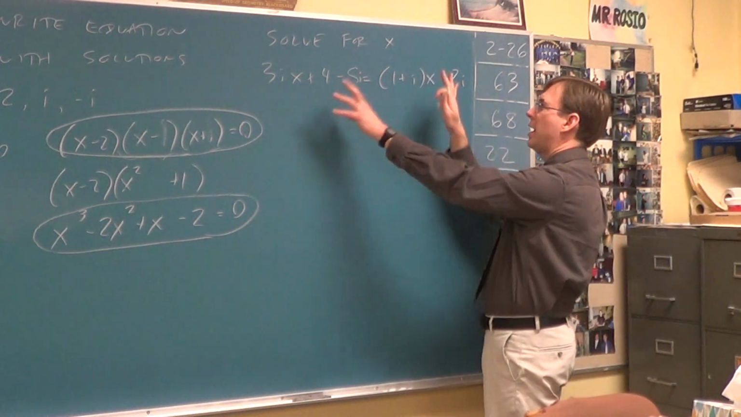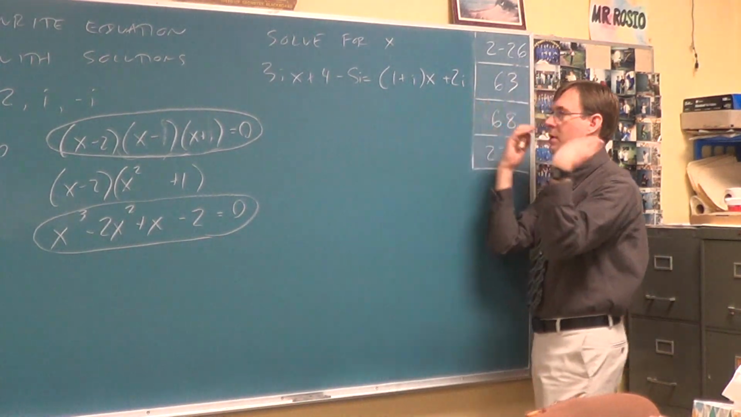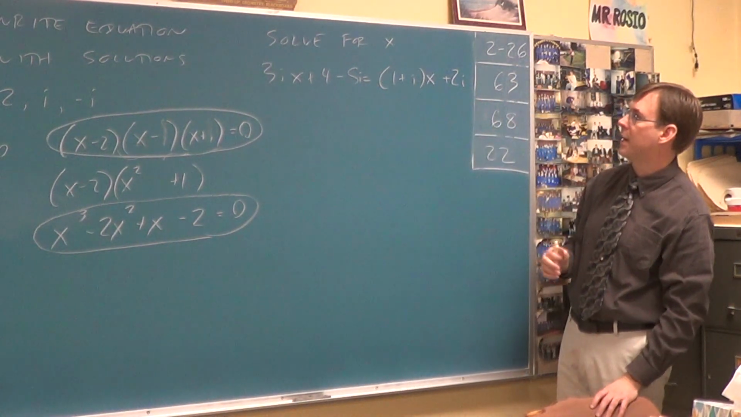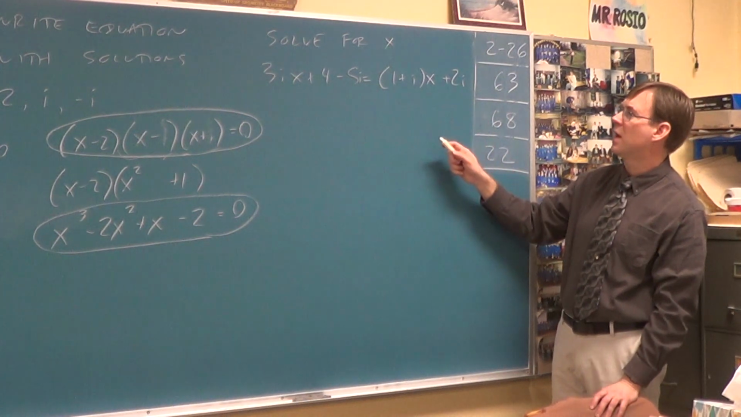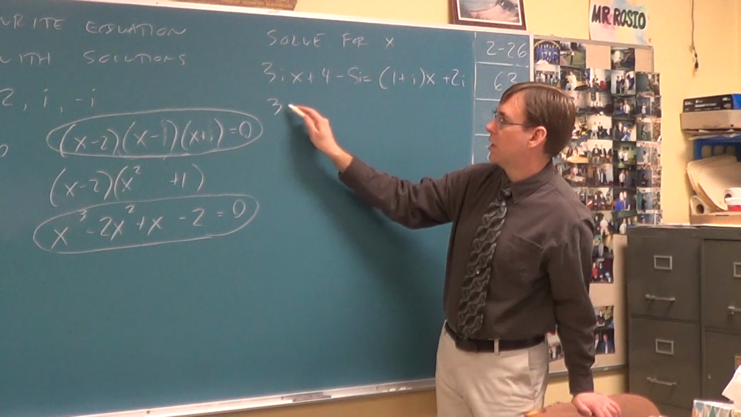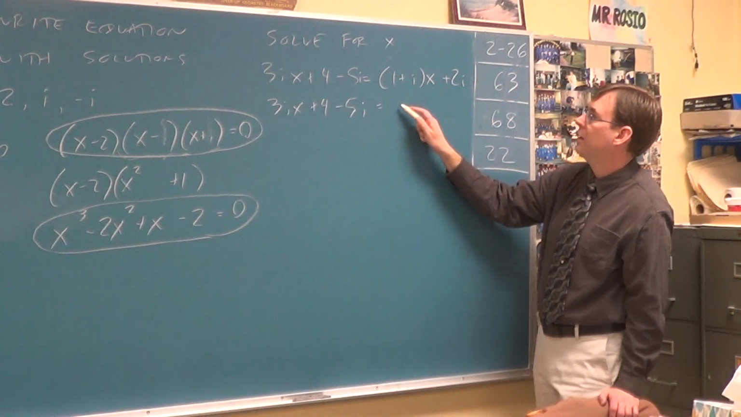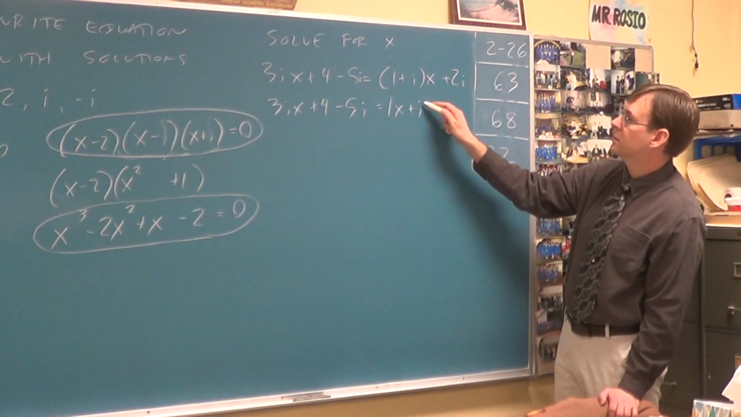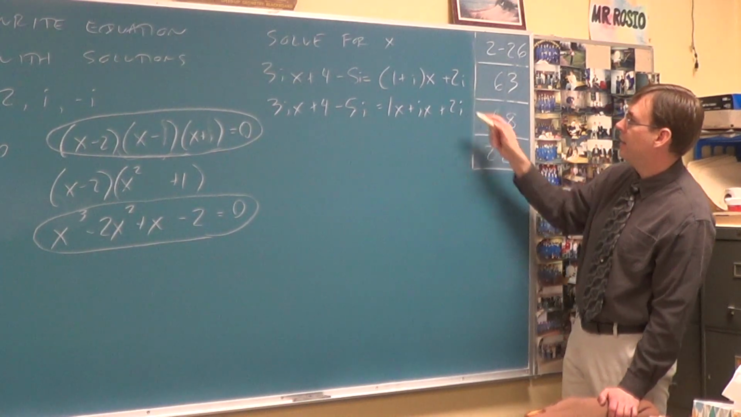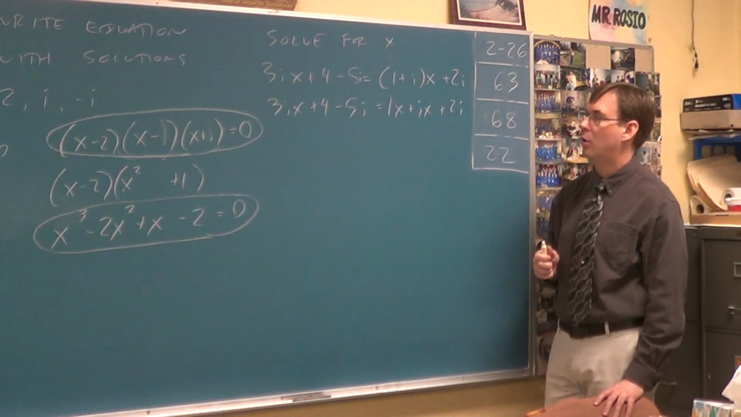We're not trying to partner anybody with anybody. We're just trying to get all the x's together, all the numbers out of there, and see what things look like. So what would you do first if you're trying to get after x's? Distribute. So 3ix, add 4, subtract 5i. There's a 1x, there's an ix, there's a 2i. Distribute's a good move to get the x's all a little bit more available.